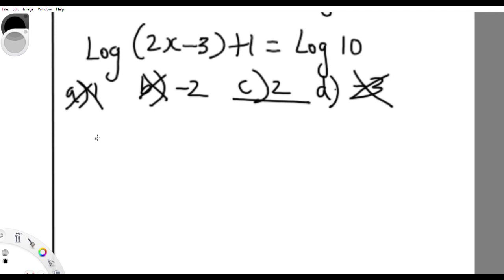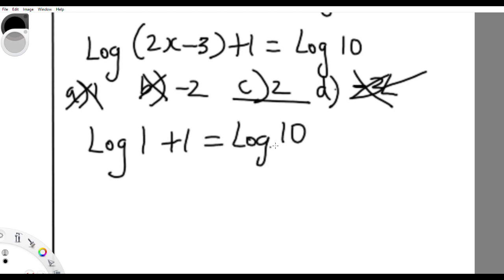So without solving anything, I already know that this is the answer. And let's try if it is true. I cancel this one, why? Because it's also negative. If I put it here, it will even be a larger negative. So let's try 2 times 2 here, 4 minus 3, 1. Log 1 plus 1 equals log 10. If there is nothing down here, it's still 10.